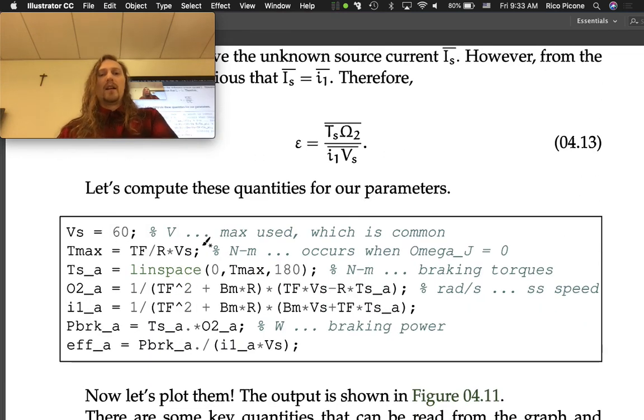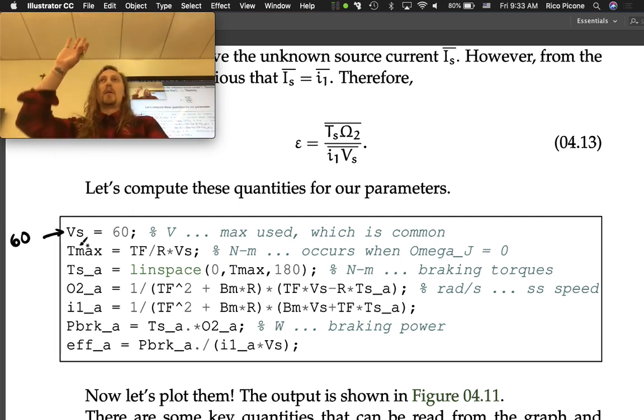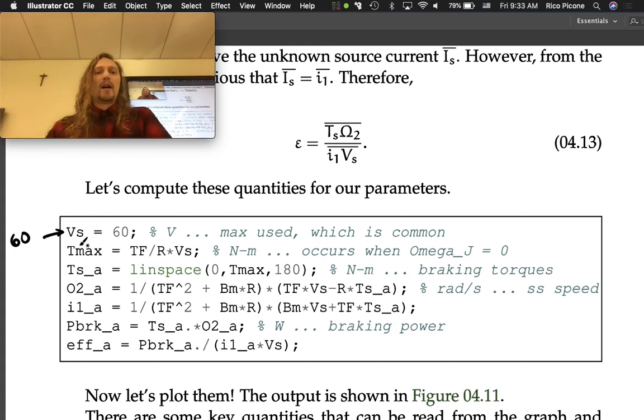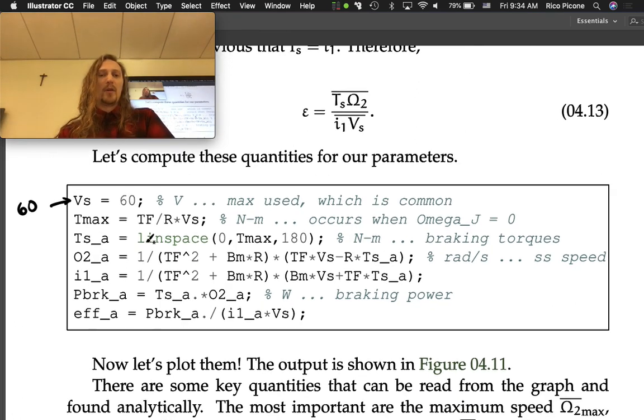So I just define 60 volts for Vs is what I chose, which is common, but not, I would say, always the one that's used. You can use other voltages. So every time you use a voltage, that generates its own set of motor curves in this case. T max is TF over R times Vs, which occurs when omega 2 is equal to 0. So that's something we can analytically solve for, although we could look at the graph and see it too, as we will in a moment.